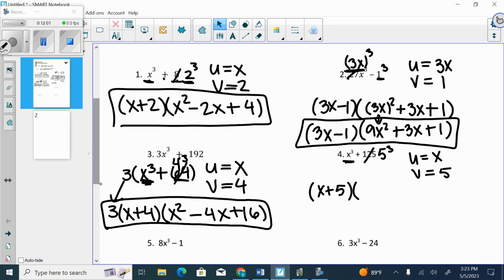All right, and then u squared, what's that going to be? X squared minus u times v. What is that? 5x plus v squared, 25. There we go.